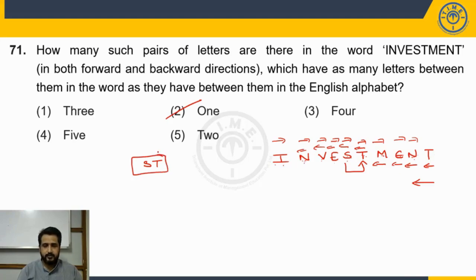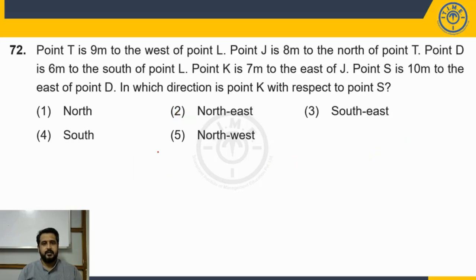Okay. Now move to the next question. Direction sense question. What is given? Point T is 9 meters to the west of point L. So T's position is based on L's position. On a paper, right hand side is east, left hand side is west, upwards is north, downwards is south.